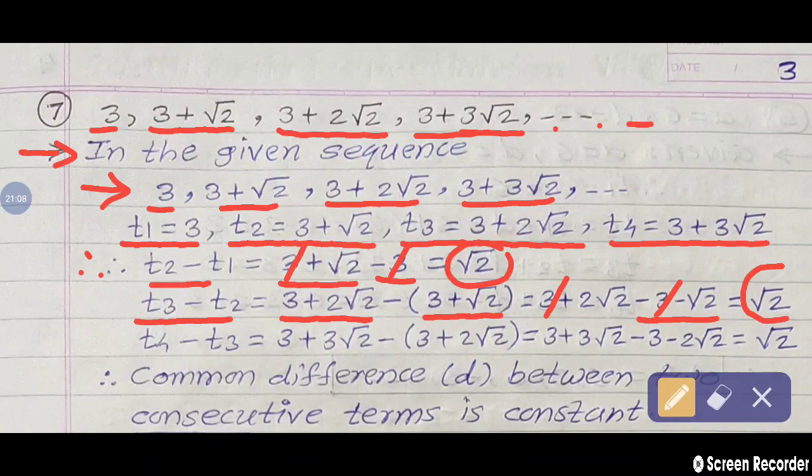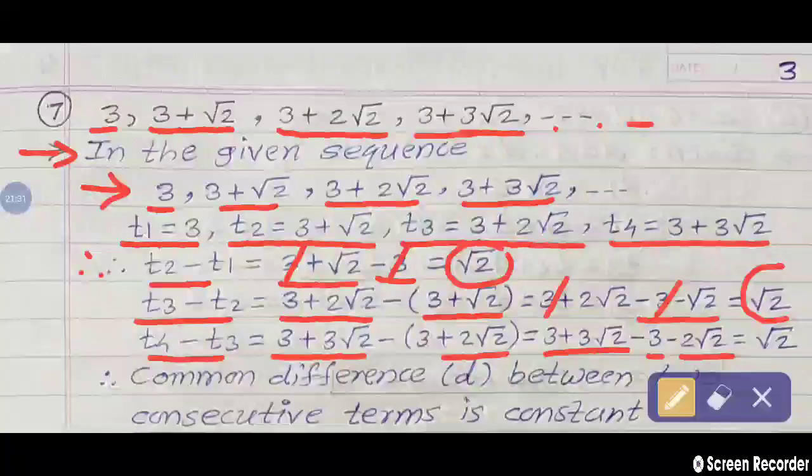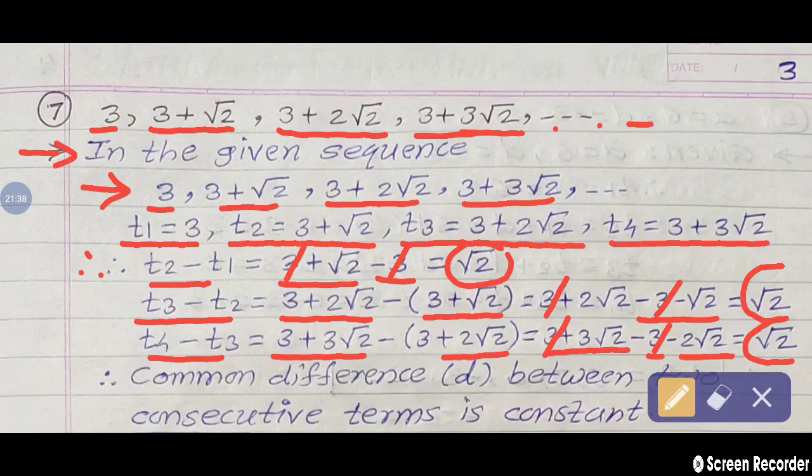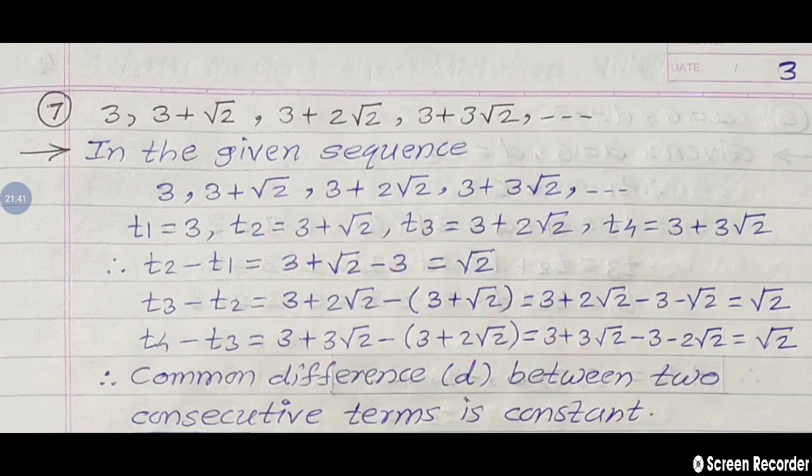One more difference, that is T4 minus T3, we find out. Fourth term is 3 plus 3 root 2 minus third term 3 plus 2 root 2 is equal to, we are removing this bracket, so change the sign because before the bracket there is a minus sign. So 3 plus 3 root 2 minus 3 minus 2 root 2. So plus 3 minus 3 cancel, and 3 root 2 minus 2 root 2, again we obtain the answer root 2. So first difference is root 2, second difference also root 2, and third difference is also root 2.